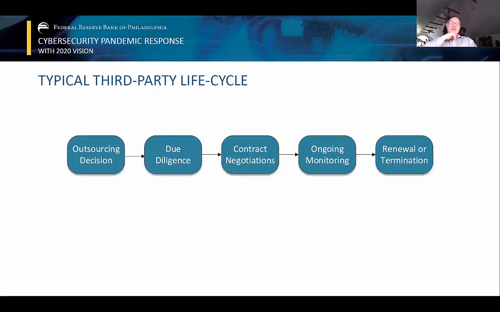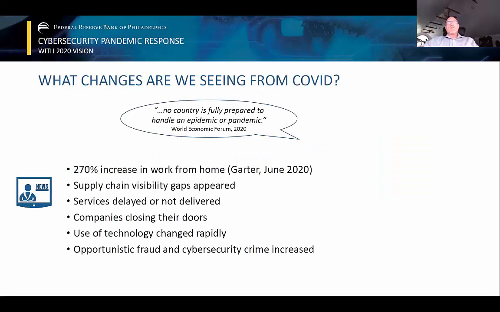And a pandemic is certainly a triggering event, right? So what do we do with a triggering event like a pandemic? That's the question. Well, what has changed? What's happened because of the pandemic? You can see the World Economic Forum here is highlighting that no one is fully prepared to handle a pandemic. The statement is from the annual global risk report that they put out.